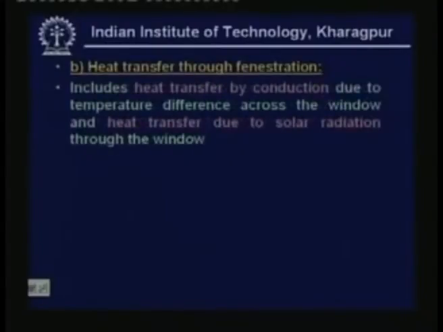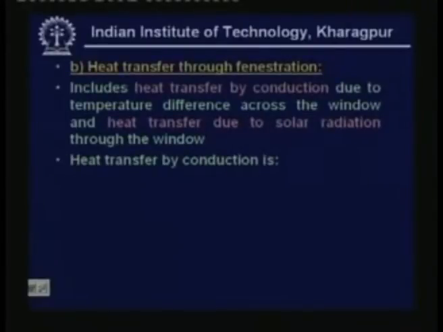Next comes heat transfer rate through fenestration. Fenestration, as I said, is transparent surfaces such as windows, etc. Heat transfer through fenestration includes heat transfer by conduction due to temperature difference across the window, and also heat transfer due to solar radiation through the window. So it consists of 2 components. Again, this is sensible in nature, okay.